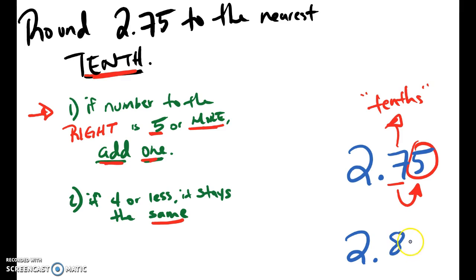Okay, and the last step I forgot is that this 5 doesn't exist anymore, and you can either write a 0 or you can leave it by itself, and that would be the answer.